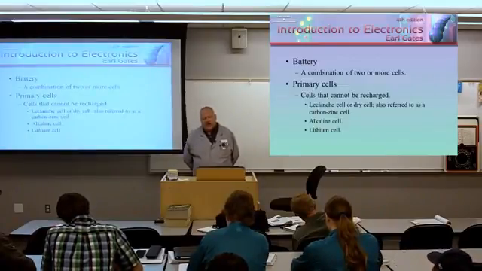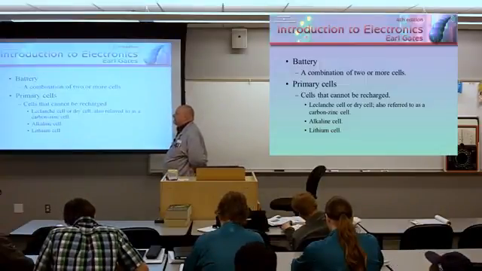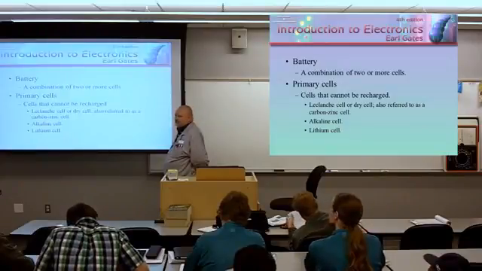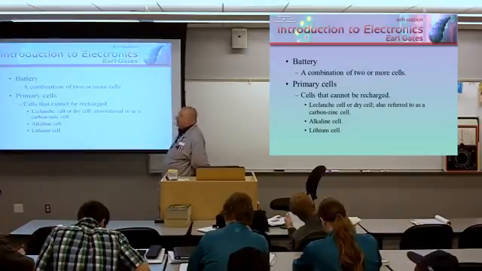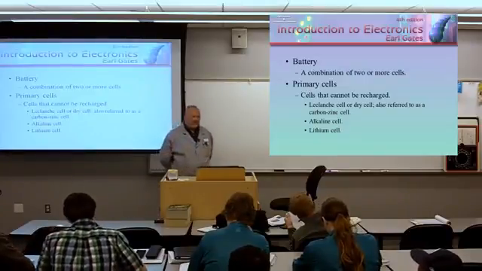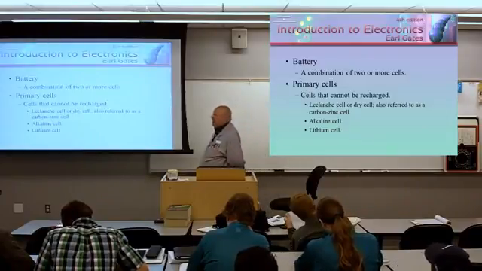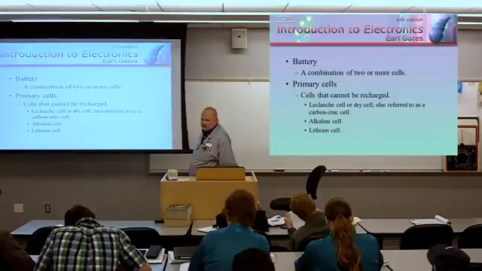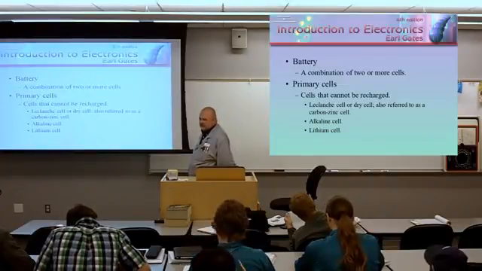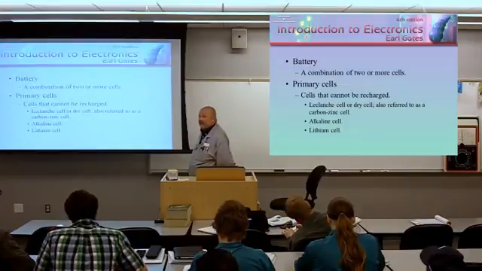Now, we're going to talk about some different types of batteries. A battery, of course, is a combination of two or more cells. Now, we have two different choices of cells. One is called a primary cell, the other is called a secondary cell. Let's first talk about primary cells. Primary cells are cells that cannot be recharged. One-time use. These are like most of the cells that you and I buy, right?